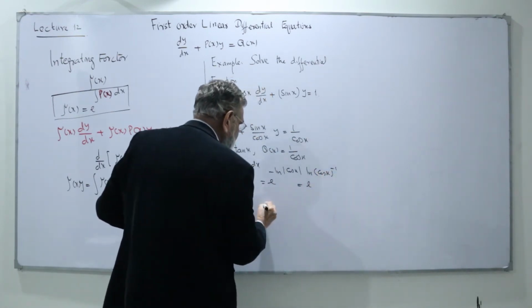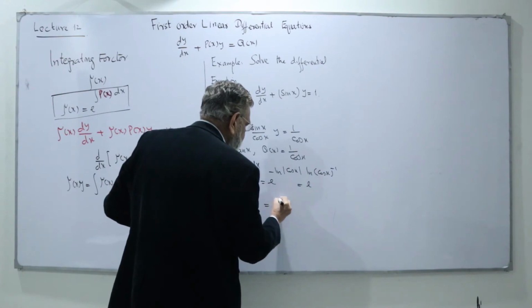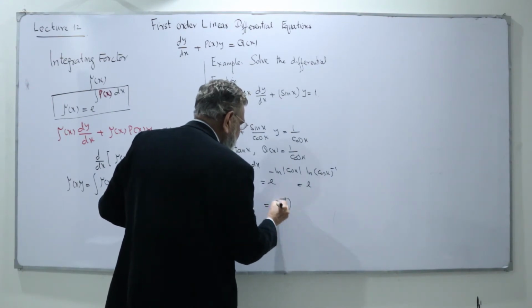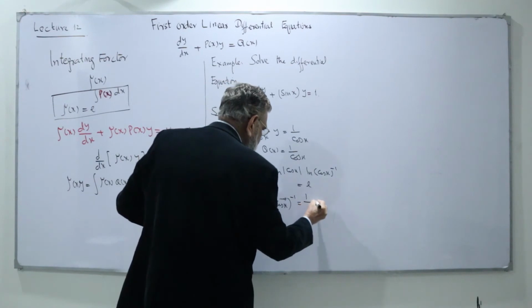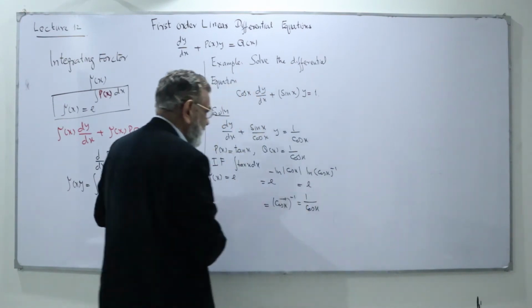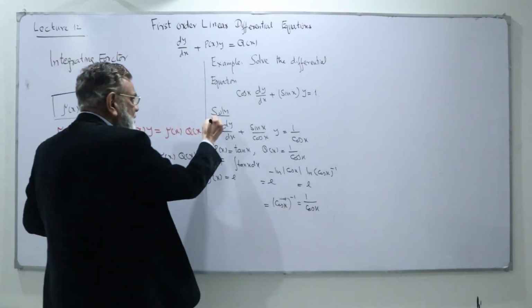Or we can write this as e to power ln of cosine x to power minus 1. Our e and ln are cancelled. We get cosine x to power minus 1, and this is equal to 1 over cosine x. That's my integrating factor. Now I multiply my differential equation.